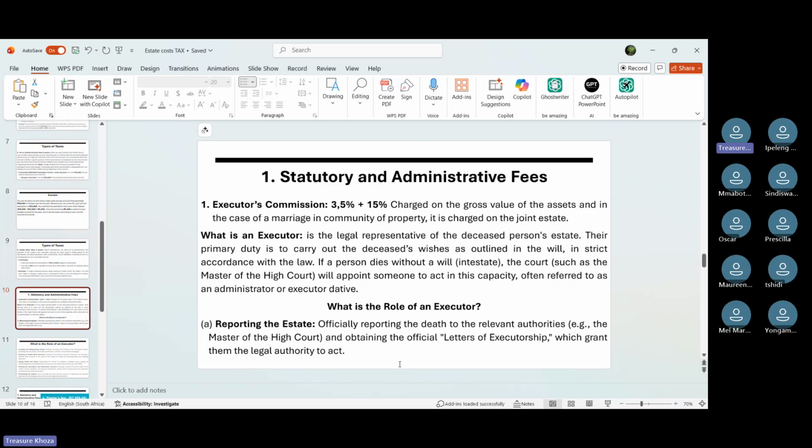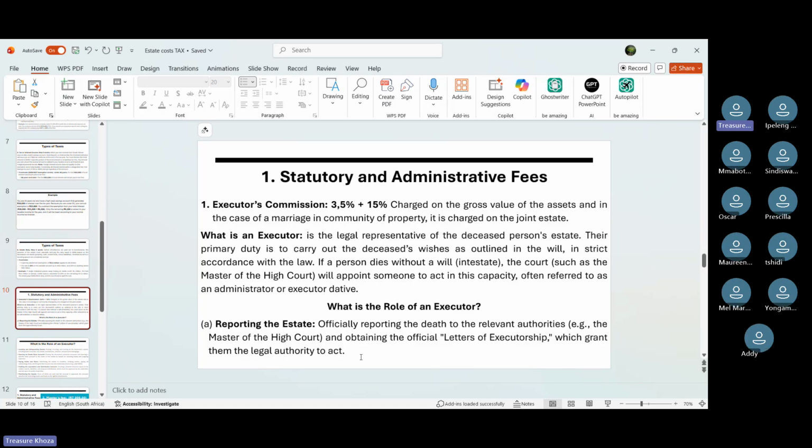So number one, their duty is the reporting of the estate. So officially reporting the death to the relevant authorities, which is the Master of the High Court, and also obtaining official letters of executorship which grant them legal authority to act. Anything that is below 250,000 can be settled in a regional court, but anything above 250,000 goes to the High Court, where the process becomes more and more draining sometimes, because we assume that we go to the court and then next week they're going to give us access to the whole thing, but it's not like that.